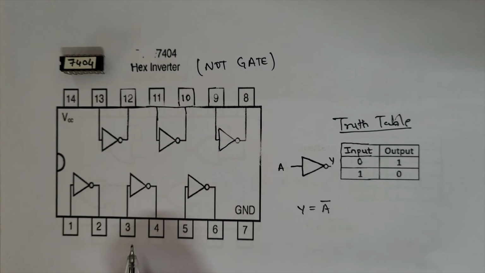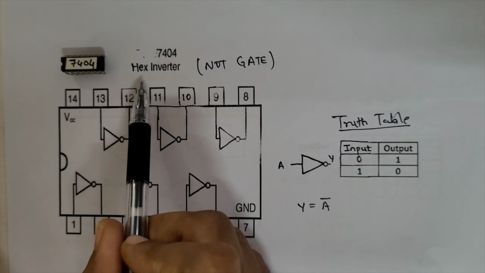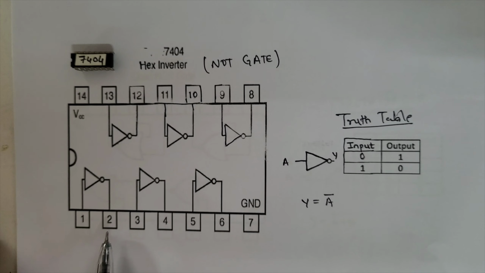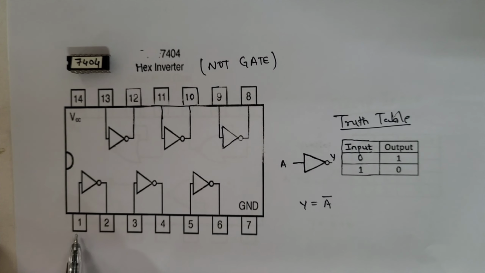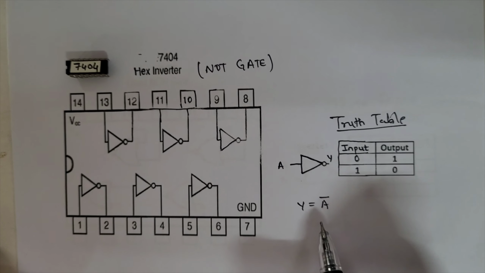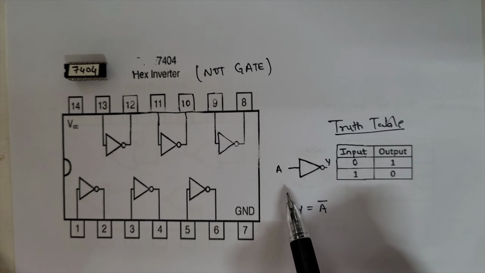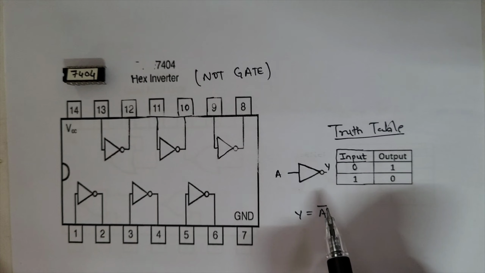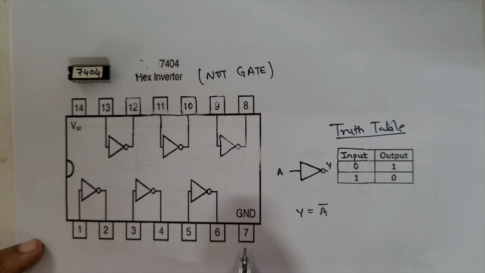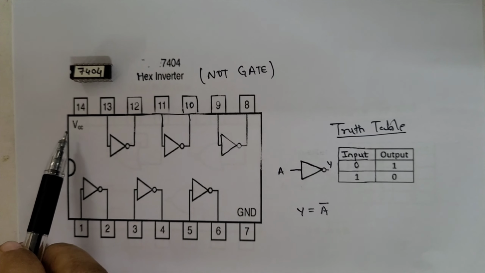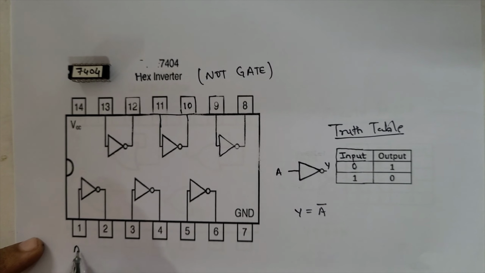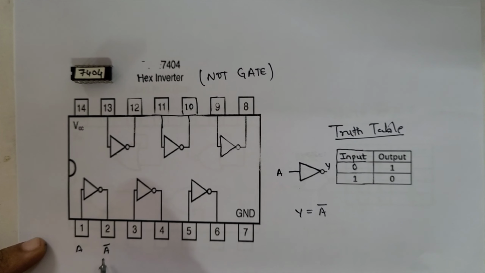This is the IC for the NOT gate. Here "hex inverter" is written, which means we have 6 NOT gates which can be verified at a time. As you can see from this symbol, only one input is given and the output is Y equal to A bar, that is the inverted output. So if you give 0 as input we will get 1 as output, and vice versa. The same way, pin 7 is the ground pin and pin 14 is the supply pin. If we consider pin 1 as input A, we will get A bar as output at pin number 2.